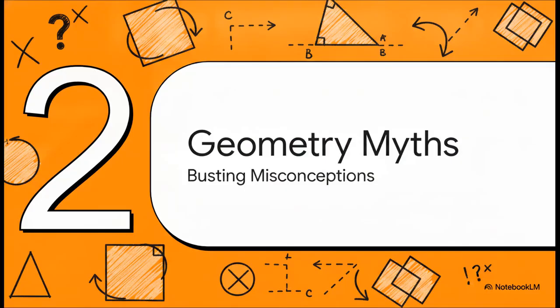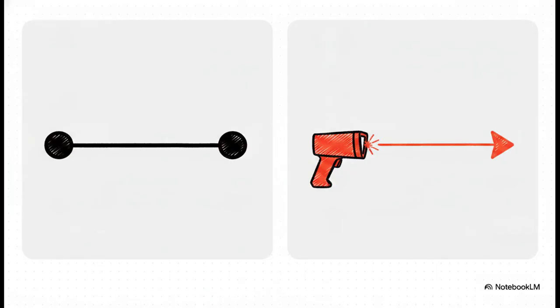Section 2. Common geometry misconceptions. Before we start moving things around, let's address this first misconception directly. The myth is that a ray has two endpoints. The fact is, a ray is a directed line segment that consists of exactly one endpoint, and from that point, it extends infinitely in one single direction. You can kind of think of it like a laser pointer extending forever from a single source.